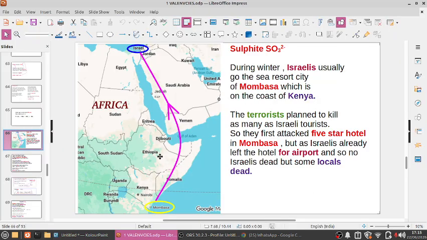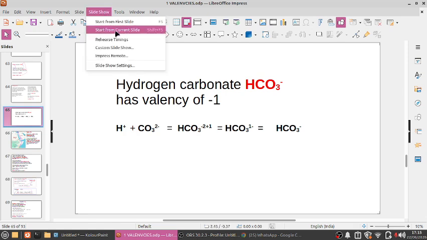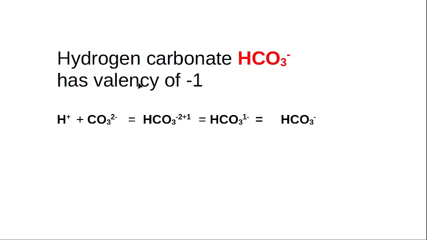That you can see here in the slide. In the slideshow, you can see clearly hydrogen carbonate is HCO3 with valency of 1 minus. H plus and CO3 2 minus. For carbonate we know valency is 2 minus. For hydrogen valency is plus 1. So HCO3 valency is minus 2 plus 1, it becomes 1 minus.